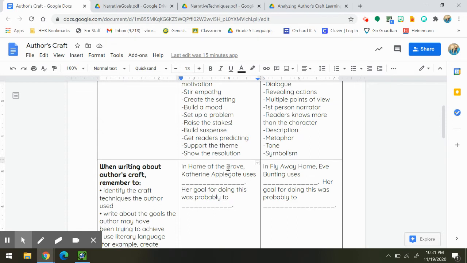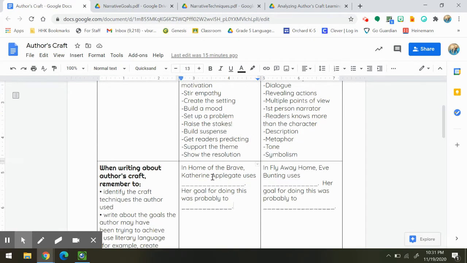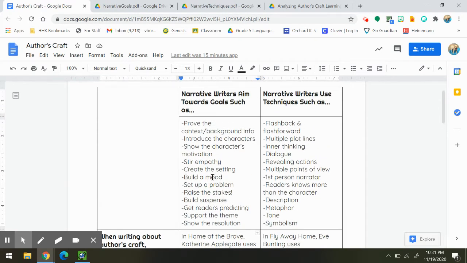In Home of the Brave, Catherine Applegate uses, so I'm going to try to find a technique here. This is what she uses. Well, let's see. Flashback and flash forward. Well, she uses that, right? She uses those flashbacks when she talks about the sleep stories to talk about what happened in Keck's life in Africa. Let's see, what else?